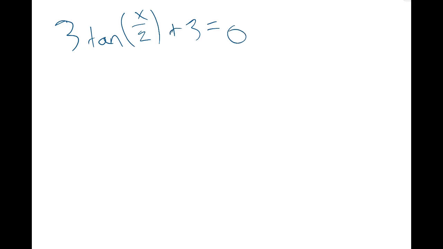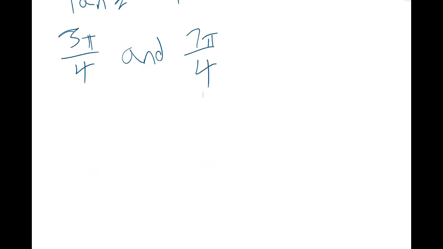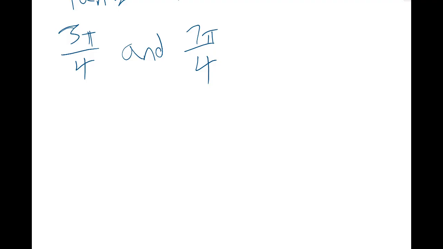So obviously the first thing we're going to do is subtract the 3 and then divide by this 3. So we're just going to get tan x over 2 equals negative 1. Okay, so looking at the unit circle, tan equals negative 1 in two places, right? At 3 pi over 4 and at 7 pi over 4. But also keep in mind, the period of tan is just pi, right? The other ones are 2 pi, tangent is just pi.